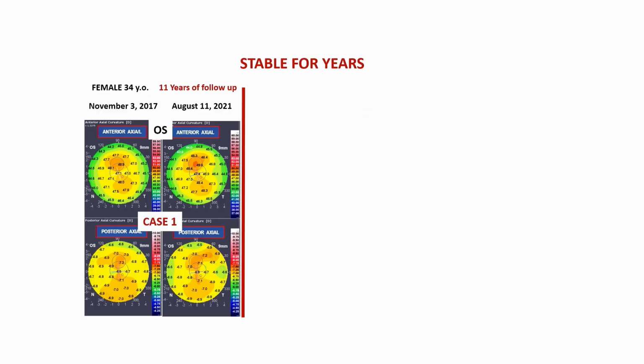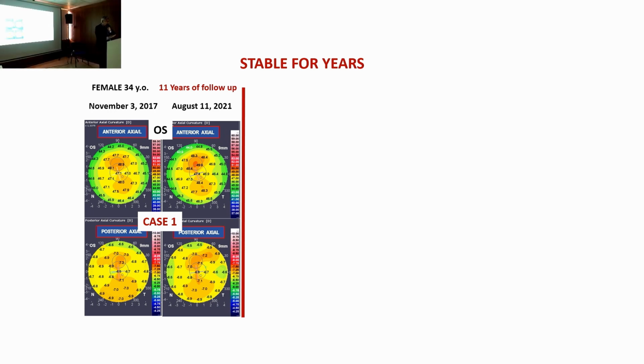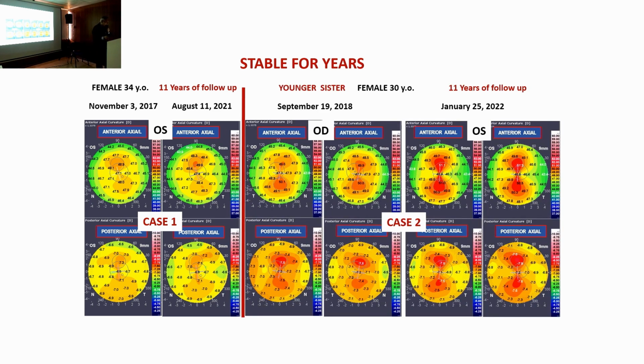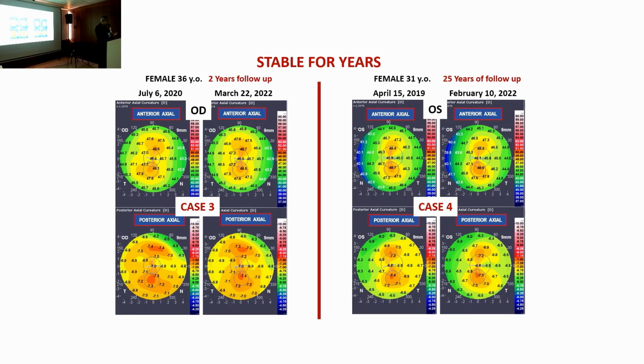But the important thing of these cases, this is the first case, and you can see 11 years, I don't have maps before, but from 2017 to 2021, exactly the same, no changes, okay? And the worse case, the sister, from 2018 to 2022, also with 11 years of follow-up, exactly the same, no change, okay? So after this, I began to discover more cases.